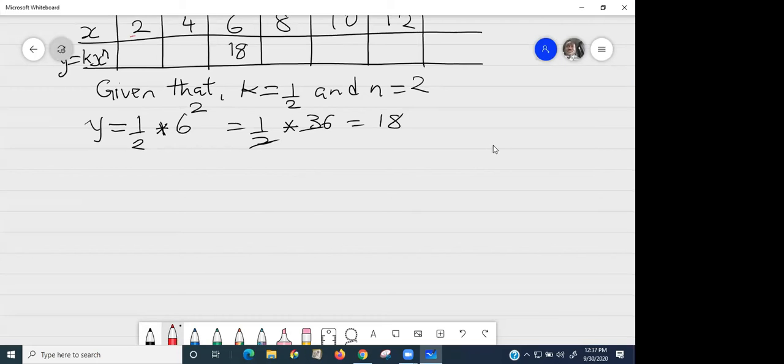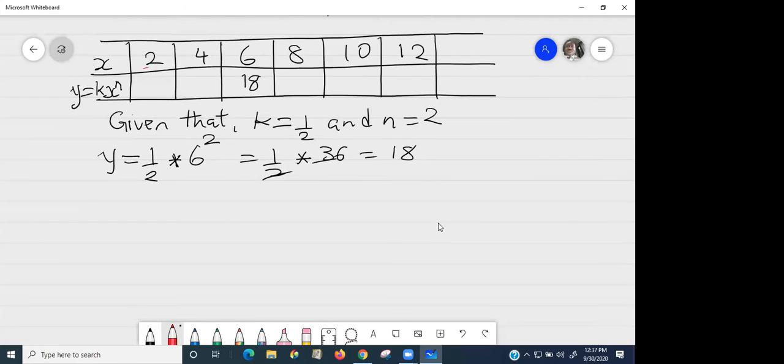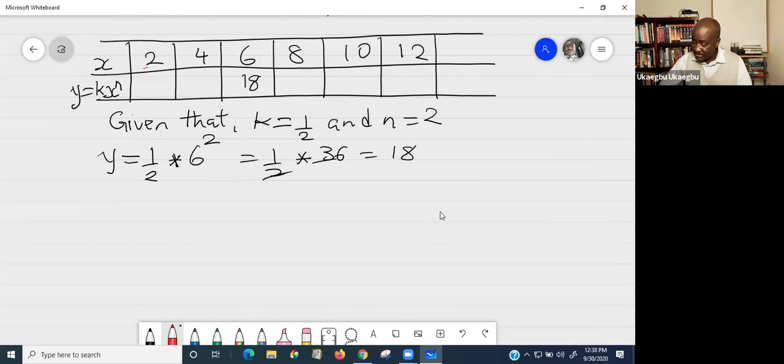In the function, does it say y equals kx? Yeah, kx raised to power n. The x is raised to power n, not just x. Okay? It is x raised to power n. So the function is y equal to kx raised to power n. That's the function that is given.